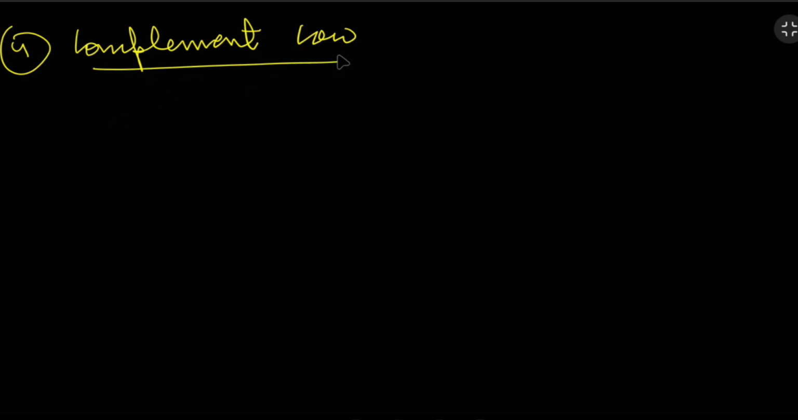Next is the fourth one. It is complement law. What is the complement law? It is something like this. A plus A complement. So these are different. They are opposite of each other. So it means if one of them is 1, then another is 0.